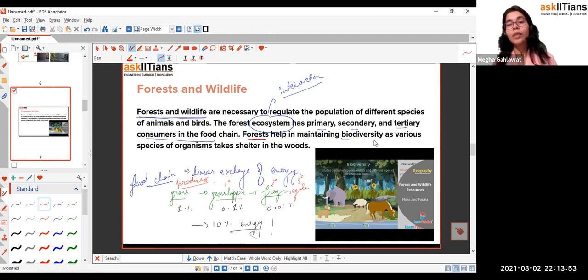Forests help in maintaining biodiversity. How? Because they provide a habitat to live in. They provide the resources for proliferation and thriving, right?